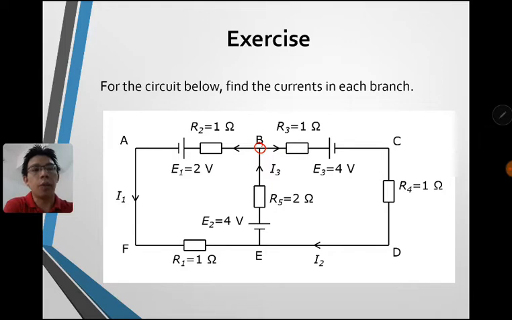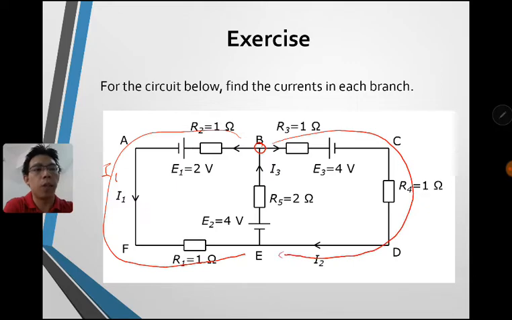So junction B, we have I3 flowing in. I1 is from B all the way to A, all the way to F until E. So that's the I1. And I2 is from B to C to D to E because there's no other junction. So that all belongs to I2. And I3 is this one. So you have to identify this very clearly first. So therefore, our I3 will be equal to I1 plus I2.